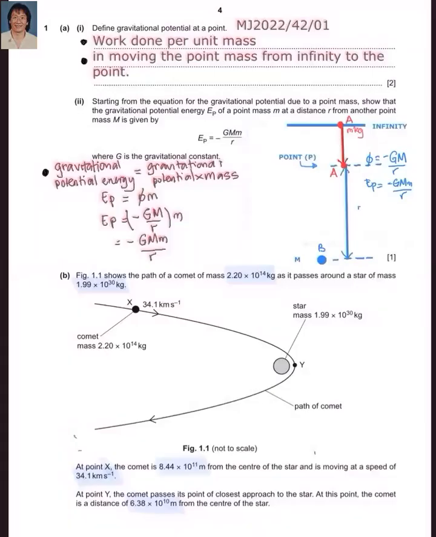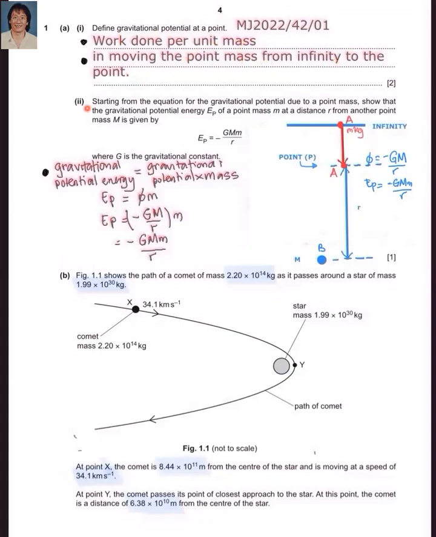This is a May/June 2022, variant 42 question. Part 1, carry 2 marks. You have to define gravitational potential at a point. The gravitational potential at a point is defined as the work done per unit mass. You must mention unit mass, in moving the point mass, which is a unit mass, from infinity to the point.